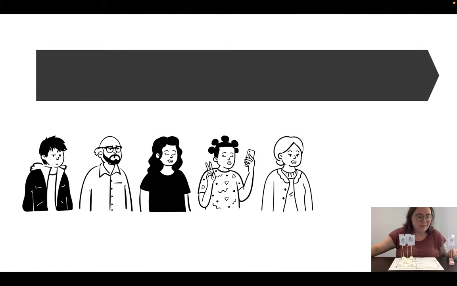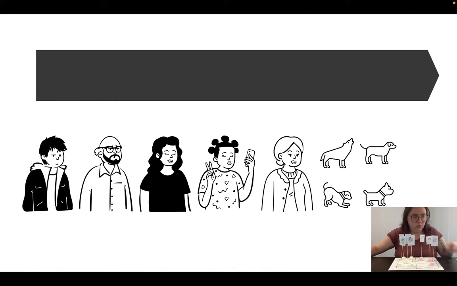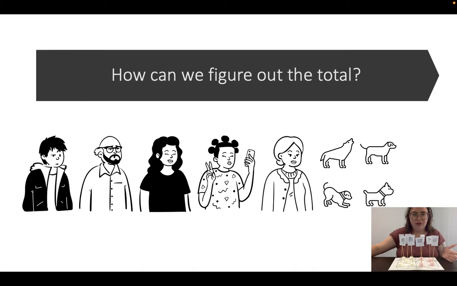Now, silly me, sometimes I forget things. I forgot to tell you that I also have 4 dogs in my family. So here they are. Alright, my 4 dogs. Now this is a bigger number, there's a lot more here. How can we figure out how many there are in total? What's our whole number? We can use our technique of counting on like we just did.